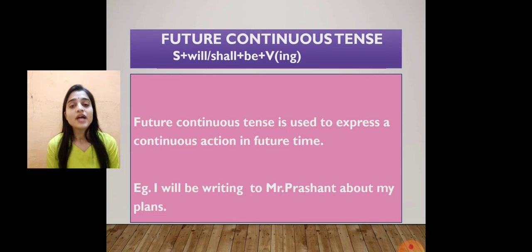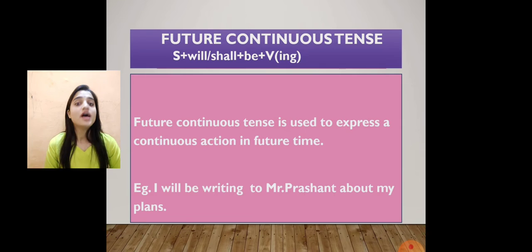Taking some examples, like I will be writing to Mr. Prashant about my plans. So yet I have not written anything about my plans to Mr. Prashant, but in a coming period I will be writing to Mr. Prashant. Means जब एक period आएगा in future, I'll be writing to Mr. Prashant about my plans. So this is an action that is going to be completed in future. It will continue for a period in the future.